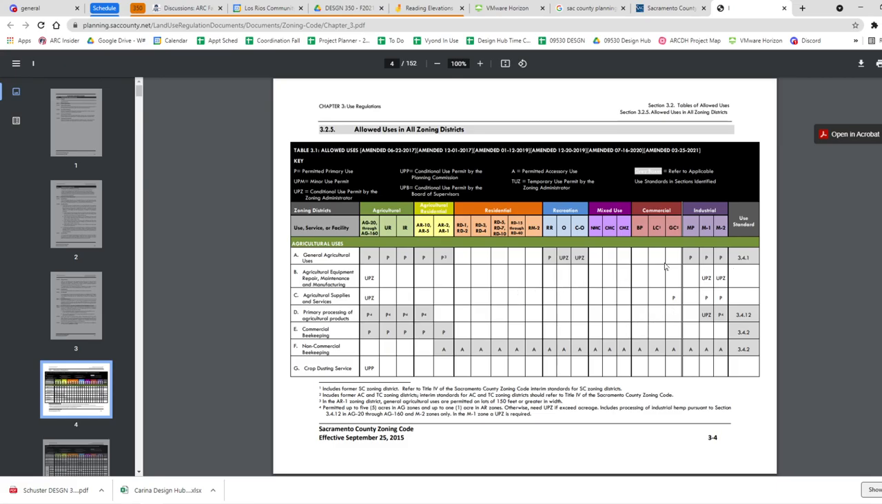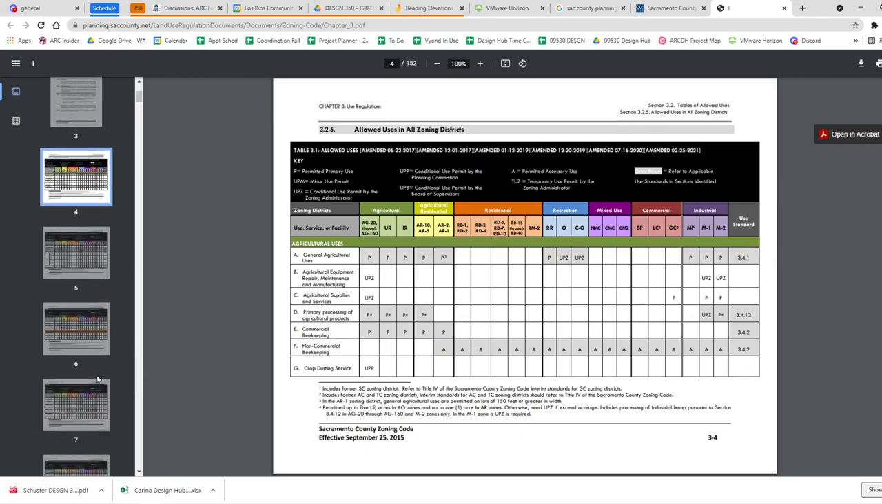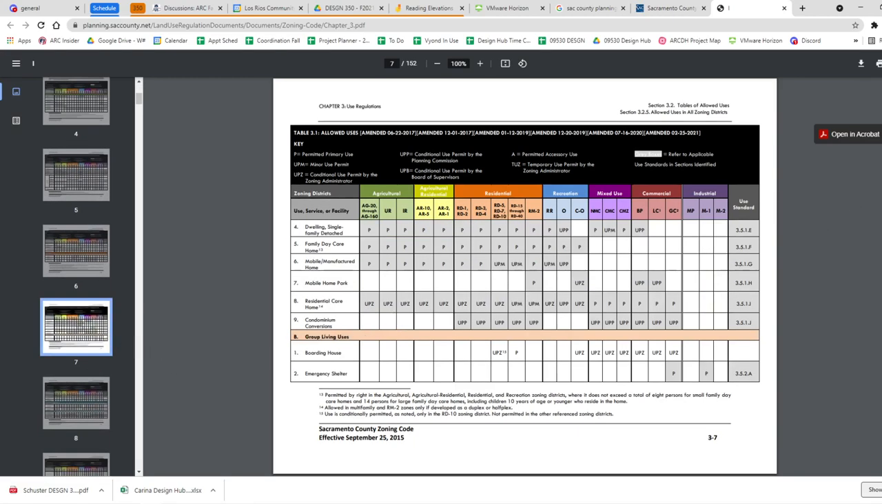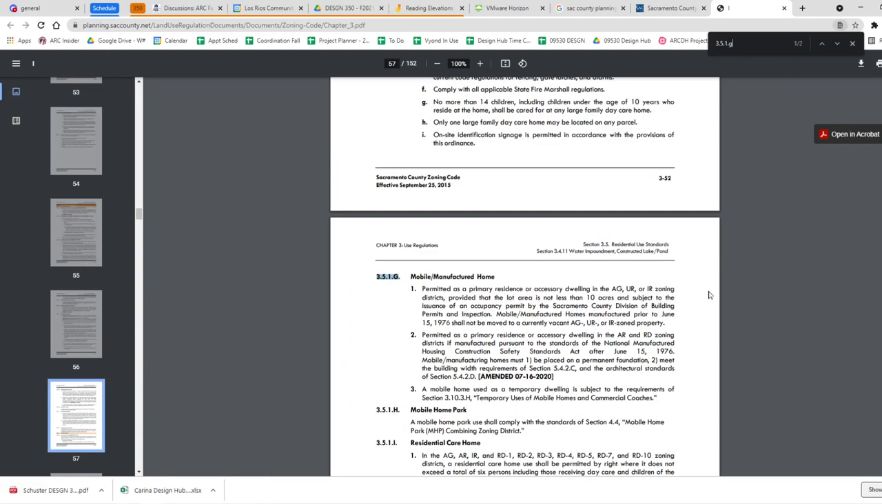Cool. And look, if we want to, these use standards, here's how I would use one. If I want to know about this mobile manufactured home, I can highlight the use code, Control F, 3.5.1, point G, and it goes right to it. Isn't this the coolest thing?